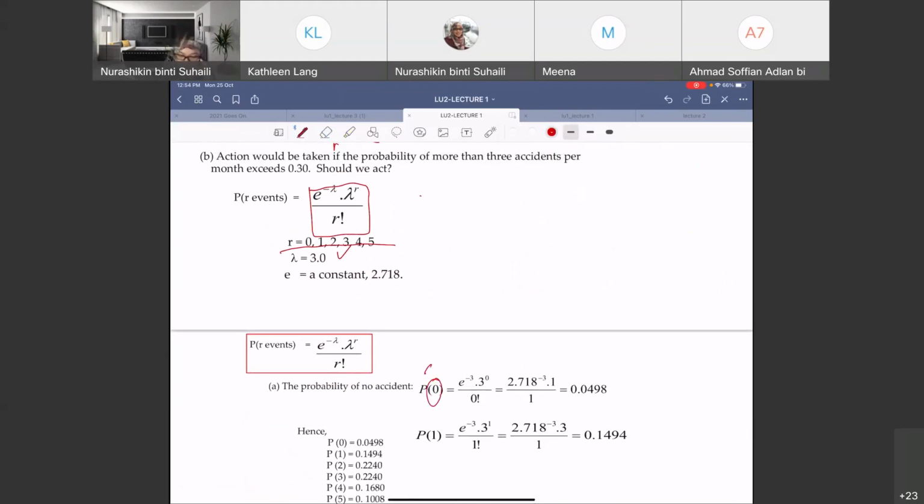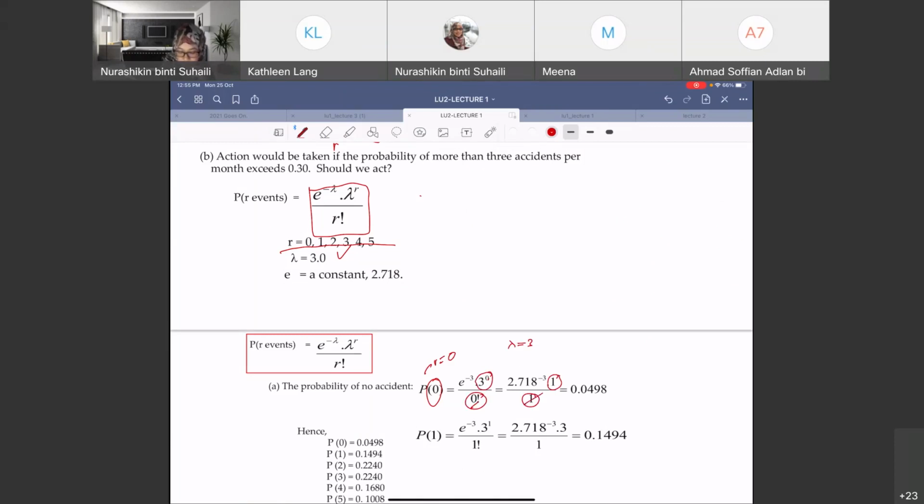This is R equal to 0, okay. So how do you substitute the information into the formula? E to the power of minus 3, lambda is 3, remember? R is 0, so that's why it's 0 here. And this one is 0 factorial, which is equal to 1, right? Anything with the power of 0 is equal to 1 as well. This one you have to know by yourself.